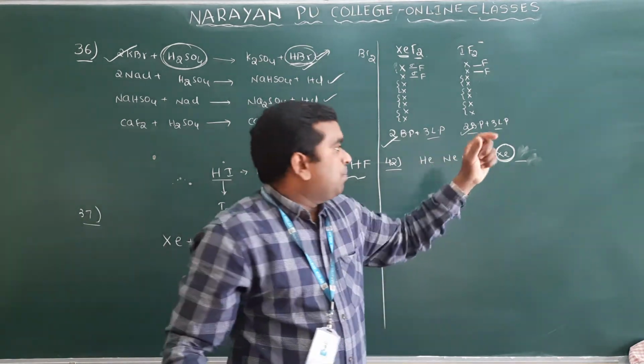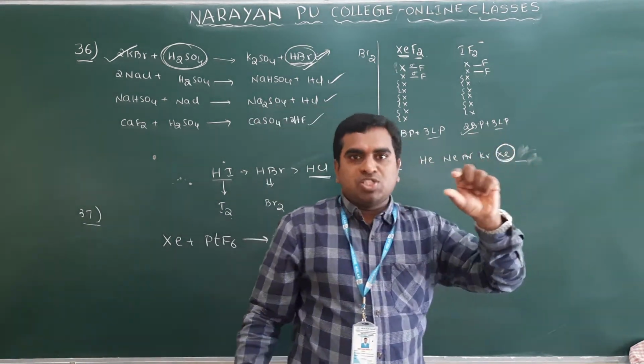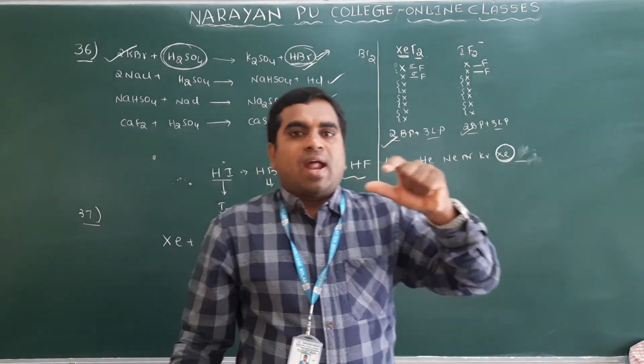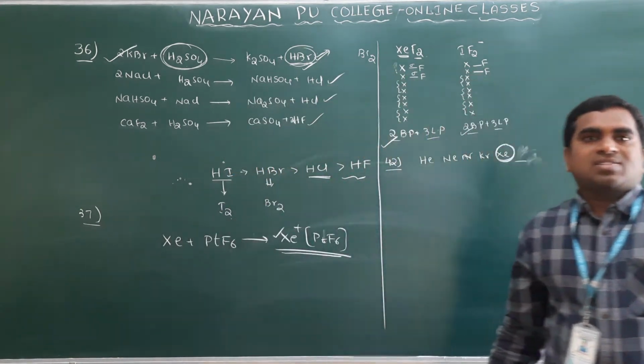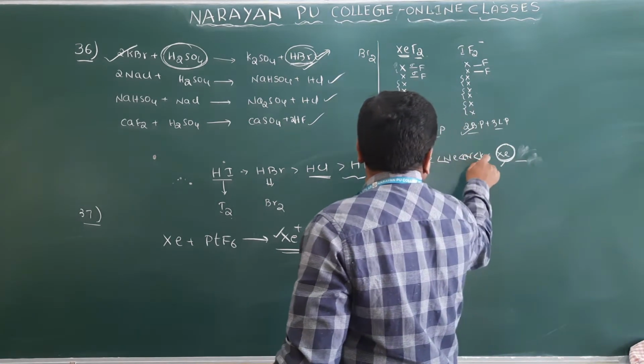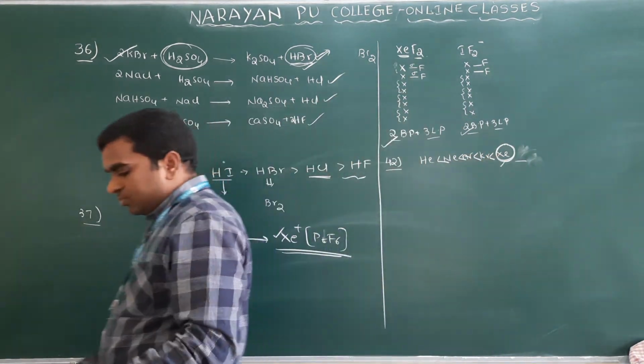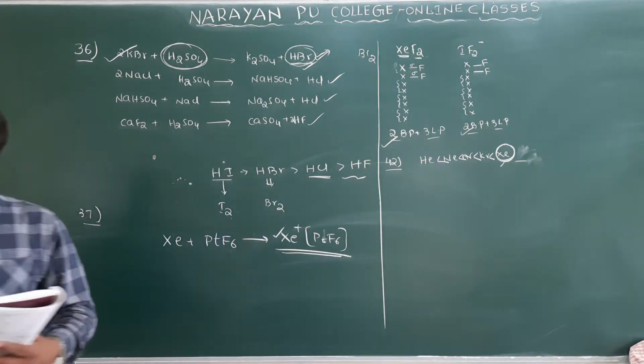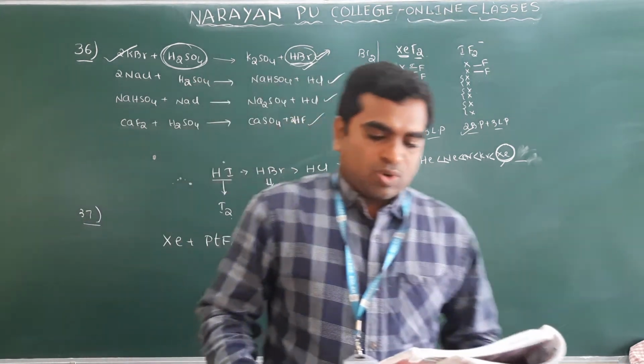So that's why among the xenon atoms, van der Waals forces of attraction are more, so they easily liquefy. So what should be the order here? This is the order. Clear? So your option 2 is the correct one.